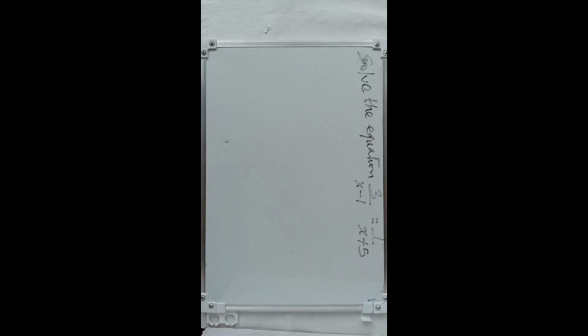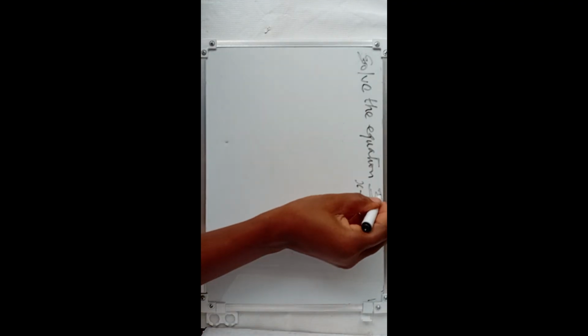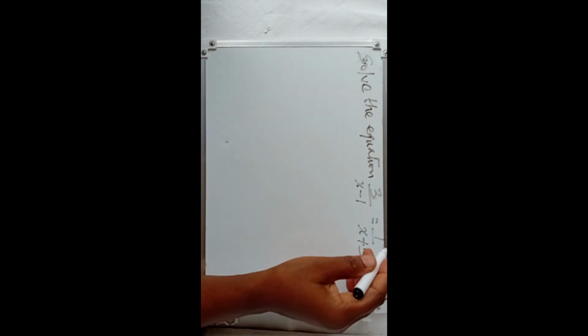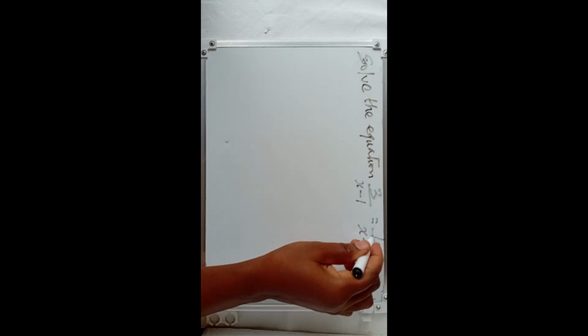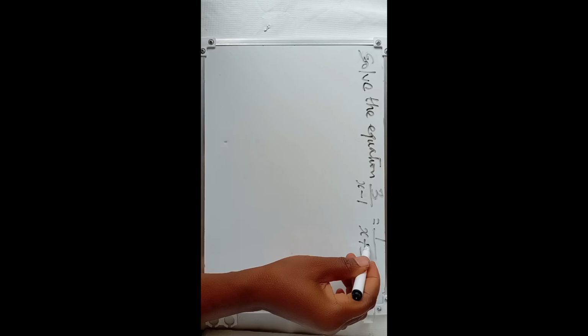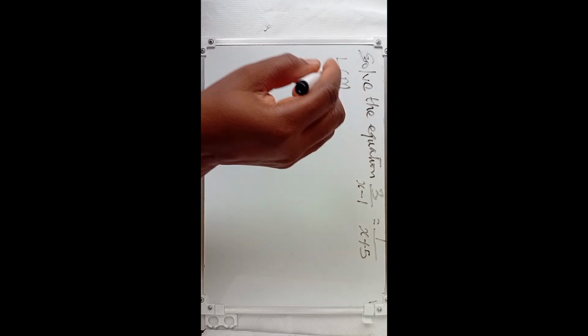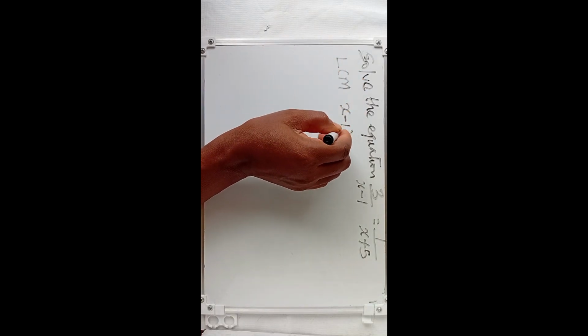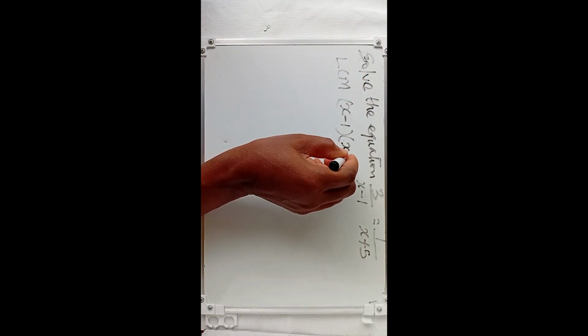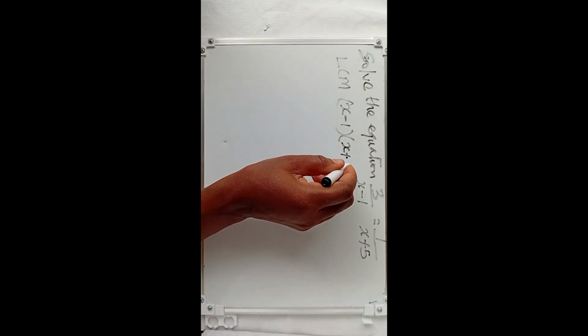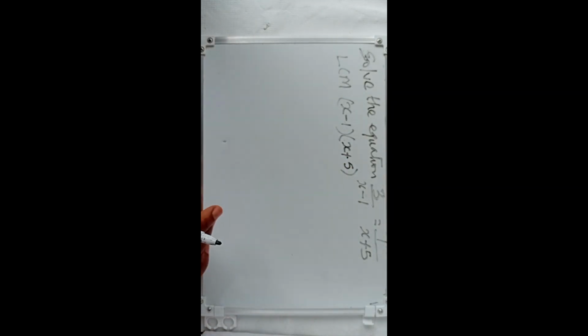The next equation we are looking at is 3 over x minus 1 equals 1 over x plus 5. Here, our denominators are expressions. So what we do is to find LCM by multiplying these denominators. So this will give us x minus 1 into x plus 5. This is our LCM.